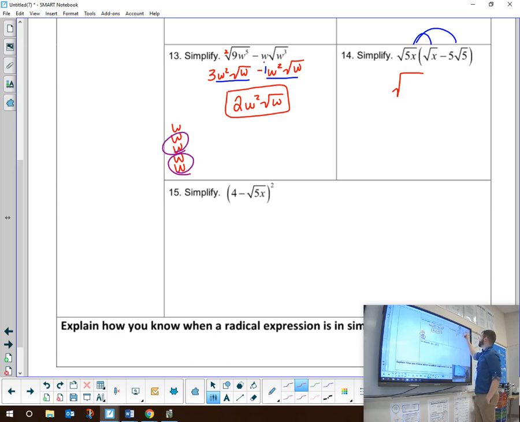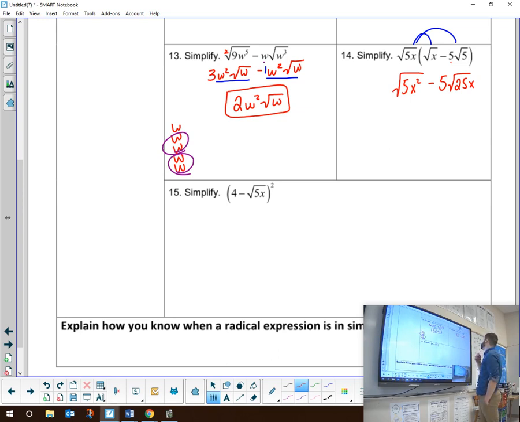So we're going to go 5x times x is 5x squared minus square root of 5x times 5 square roots of 5 is going to be, well, our 5 is right here, it's just going to stay on the outside. And the square root of 5x times 5 is going to be 25x. All right. Then we can simplify each one of these individually.